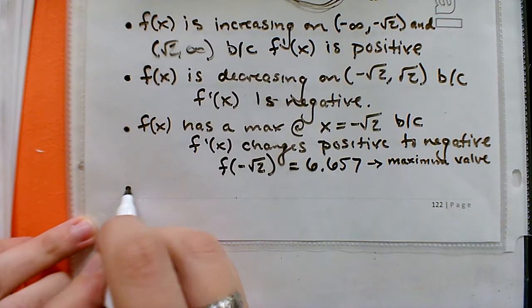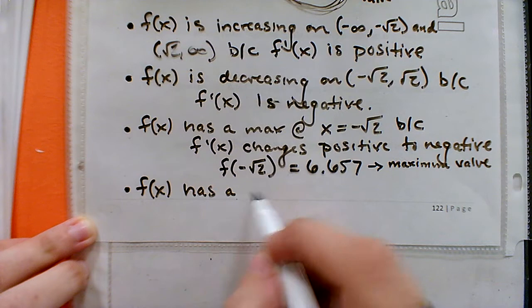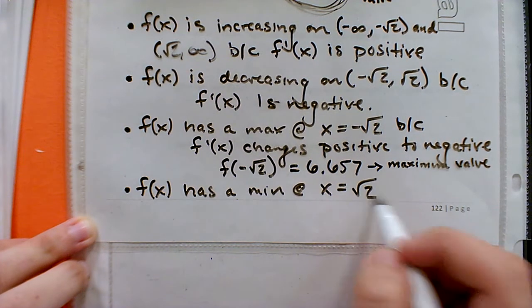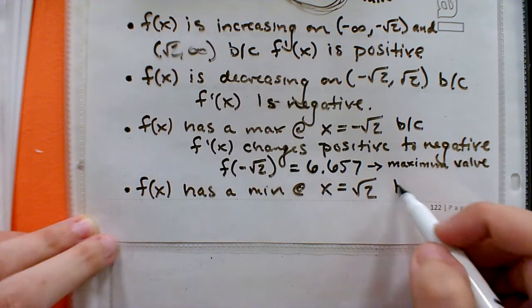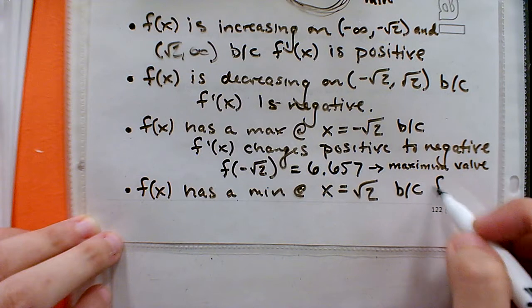Let's do a similar statement, but for a minimum, because we found one of those. F of x has a min at the x value of the positive square root of 2 because, again, you could say one of two things based off the chart. You could say the original function f of x changes from decreasing to increasing. You could say the derivative changes from negative to positive. Okay, they essentially mean the same statement.